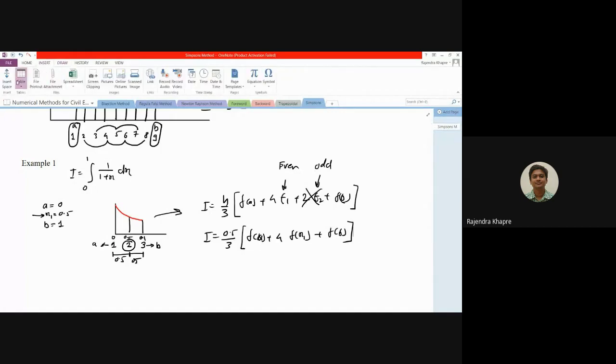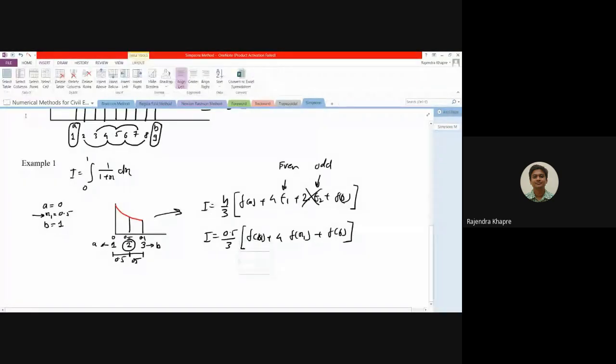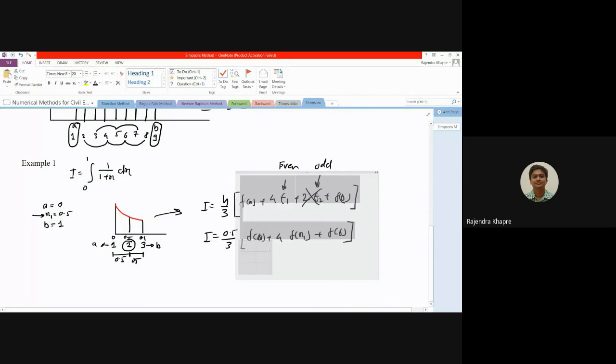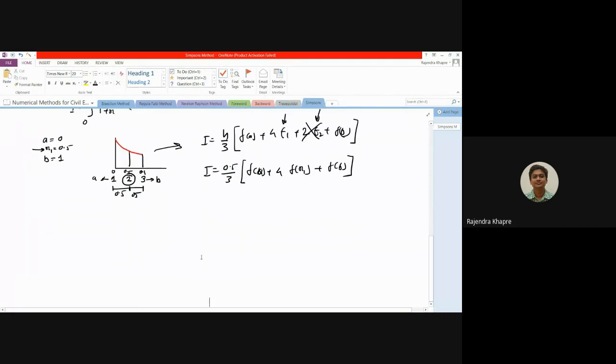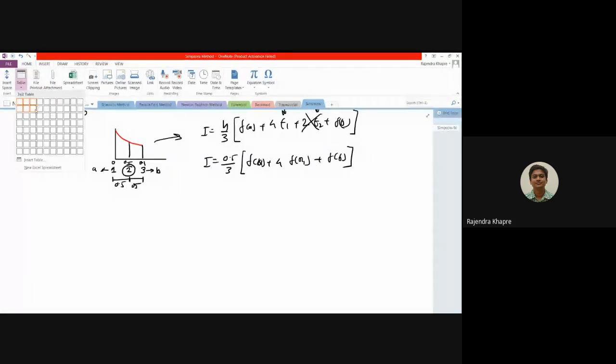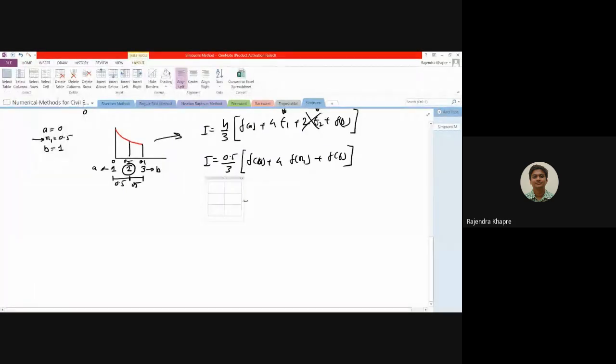So all we have to do is substitute the values. For better understanding, I'll use a simple table. Let me insert a table over here so that we can get the correct values. Now you have 0, we have 0.5, and this is 1.0.